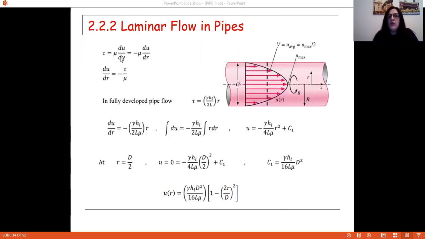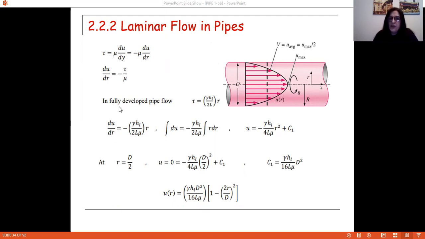So if I would like to express this in terms of del U over del R, as Y and R show two opposite directions, we will introduce a negative sign to the equation. So shear stress will be equal to minus mu del U over del R. So the mu's will cancel each other. I will obtain del U over del R to be equal to minus shear divided by mu.